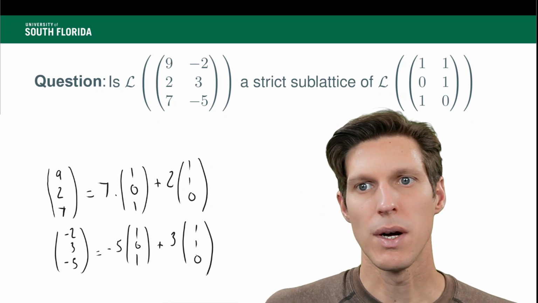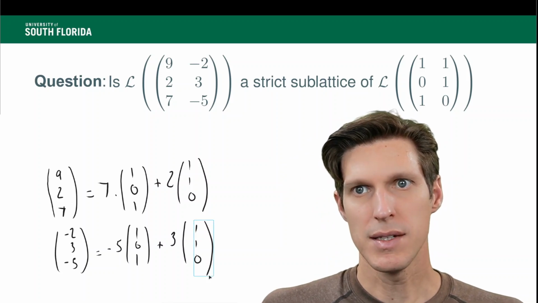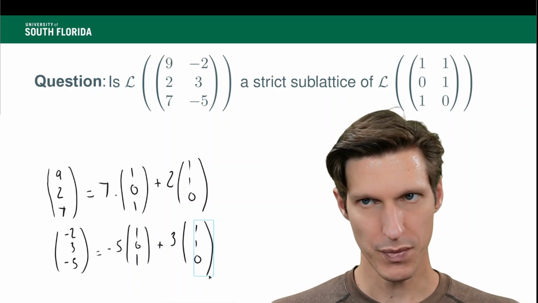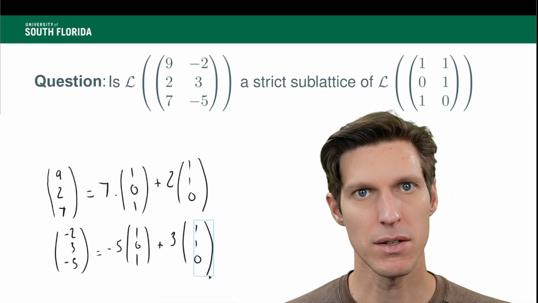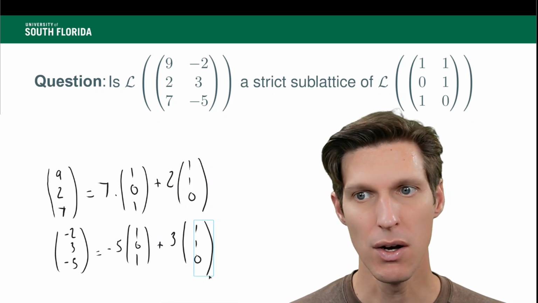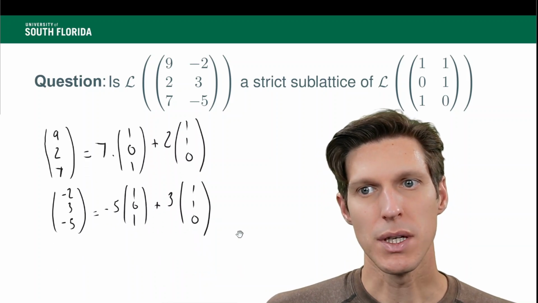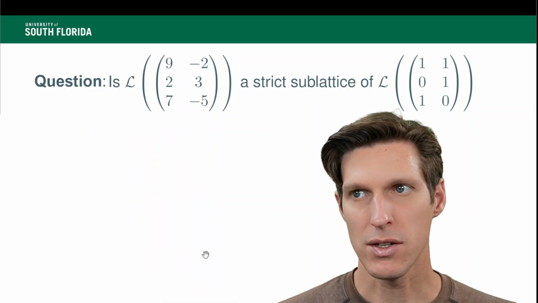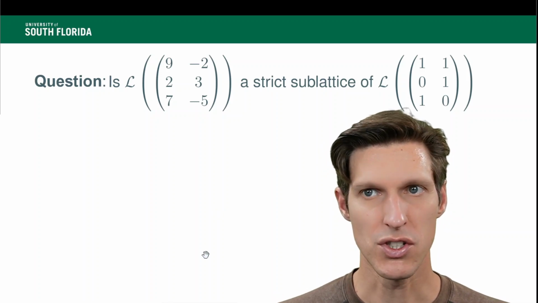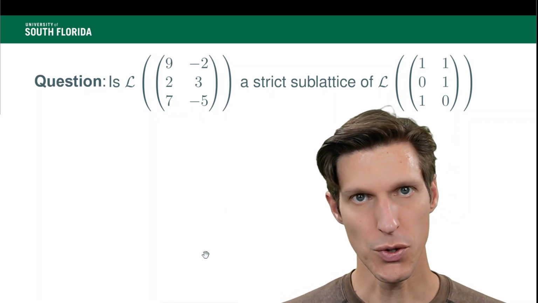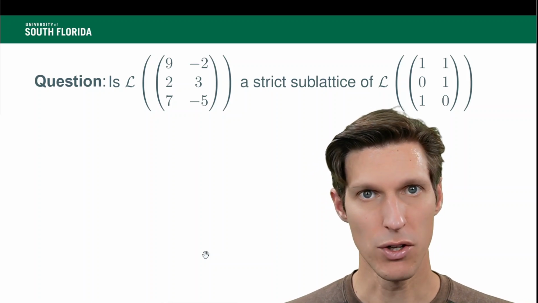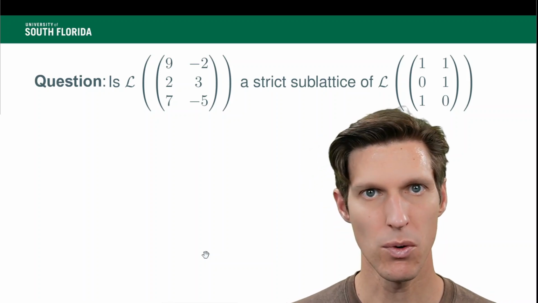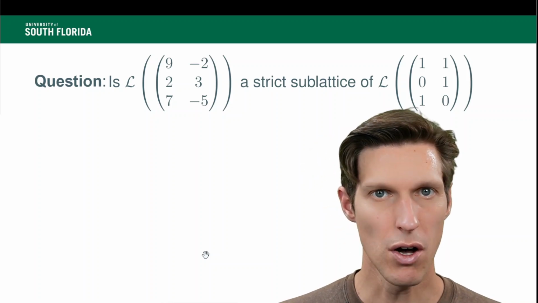All right? So at this point, what did I establish? I established that the first lattice generated by the columns of the matrix with columns (9, 2, 7) and (-2, 3, -5) is a sublattice of the other lattice, but is it strict? Now, what you could do is simply solve a linear system showing that some vector of the lattice generated by (1, 0, 1) and (1, 1, 0) does not belong to the other lattice. Now, I want to show you one method that relies on the volume of the lattice. And the reason why I'm doing this is because the volume is going to play a role in other problems that we have to solve on lattices.